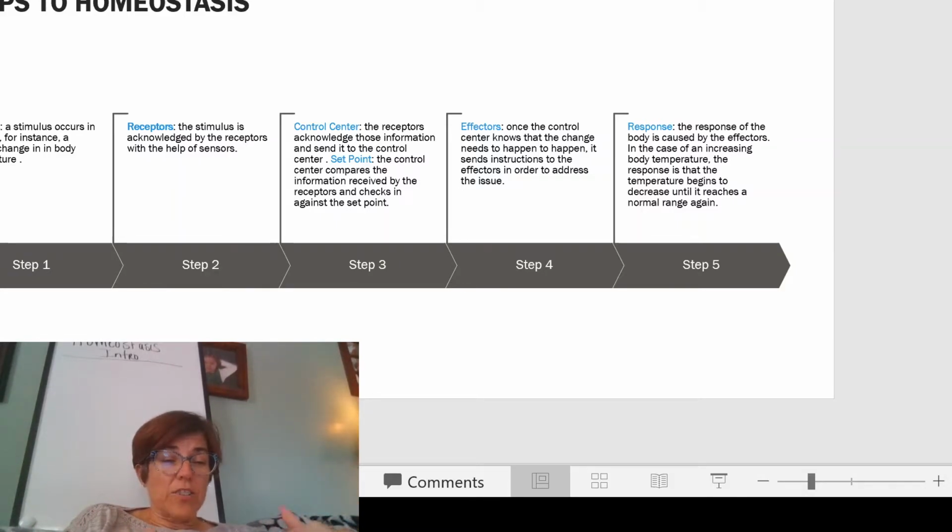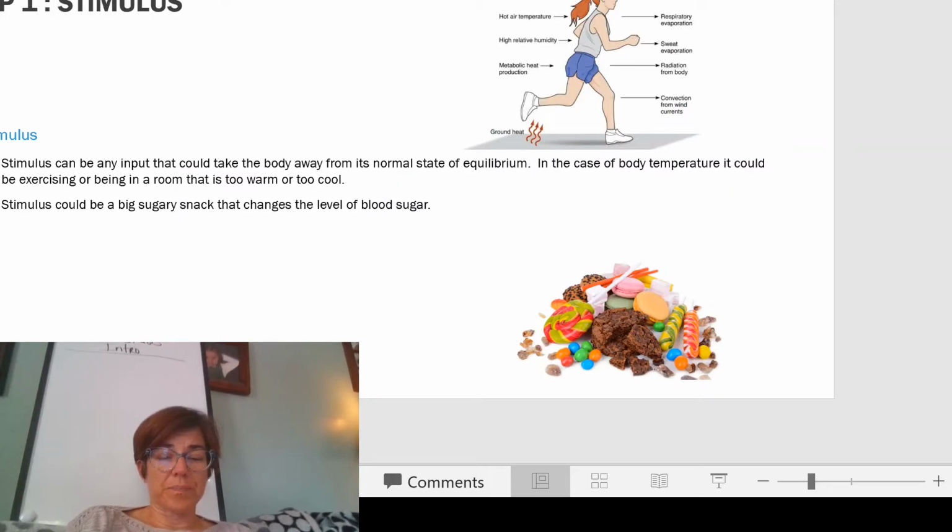The effectors could be my lungs and my breathing rate. My muscles are saying, hey, I think I need more oxygen and nutrients, so my lungs, I breathe faster in order to get more oxygen. My heart rate responds. So my heart and my lungs could be effectors, because they are going to do something in response to being out of the regular state. And then the response is simply, what is that actual response?